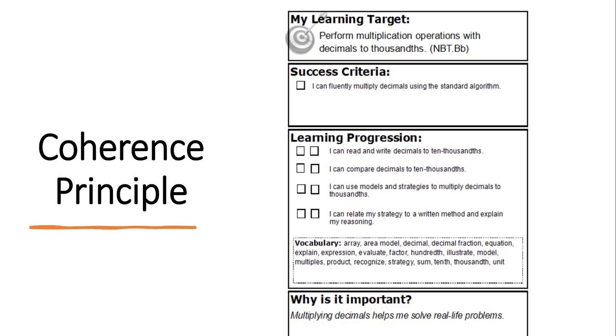And then there's the learning progression. This is what I can do, I can do, I can do, I can do, the vocabulary that they need to be able to define or have an understanding of. And then why that's important. So this is very coherent. They have it in front of them. They can access it. Parents can access it. Teachers can access it.